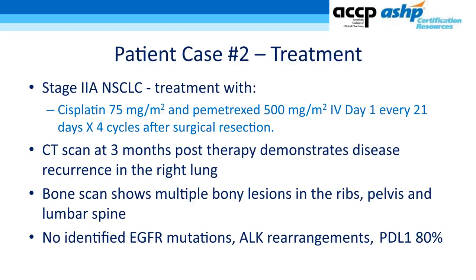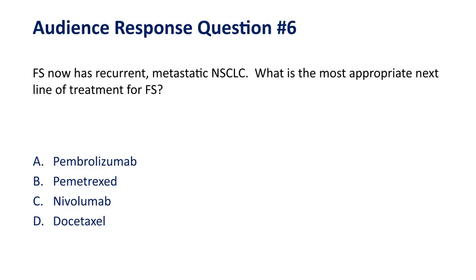A CT scan at 3 months post-therapy demonstrated disease recurrence in the right lung. A bone scan was done and identified multiple bony lesions in both the ribs, pelvis, and lumbar spine. To date, there were no identified EGFR mutations or ALK rearrangements for this patient, and PD-L1 testing results did come back at 80% positivity. FS now has recurrent metastatic non-small cell lung cancer. What is the most appropriate next line of treatment for FS? A, pembrolizumab, B, pemetrexed, C, nivolumab, or D, docetaxel?